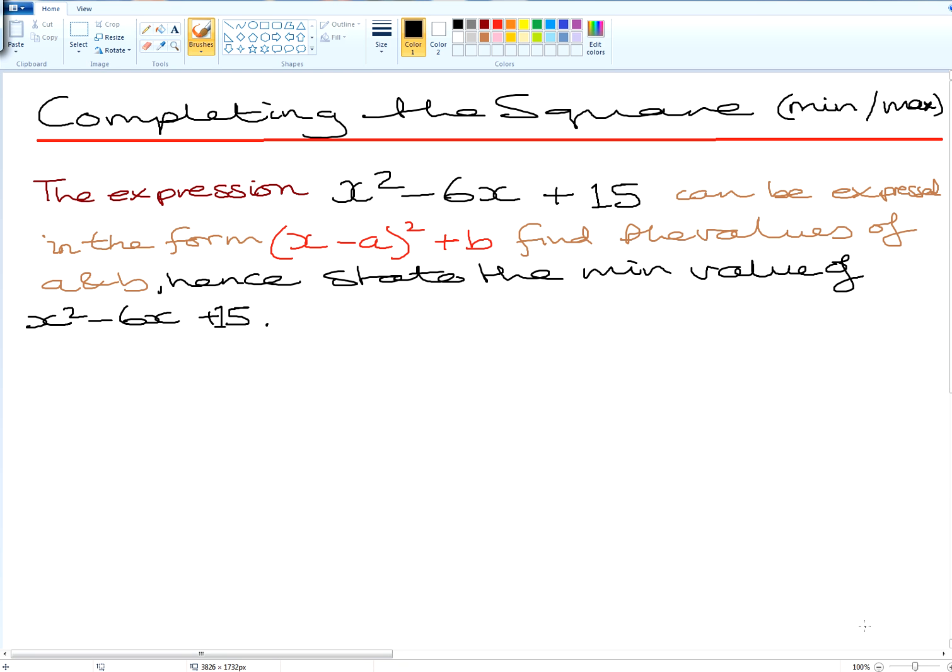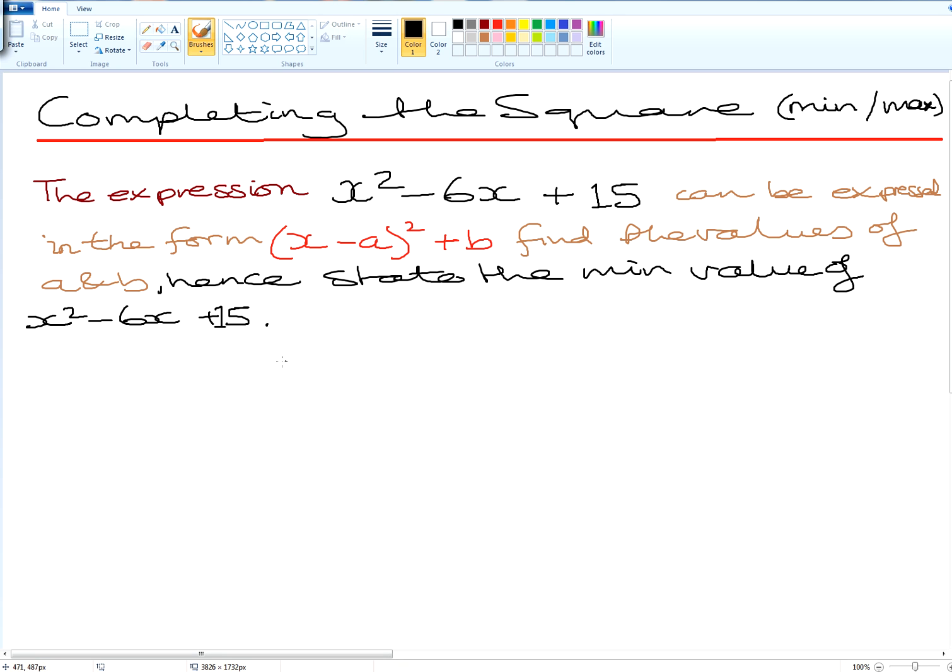We're looking at completing the square, minimum, and maximum values. So we have here an expression. It's a quadratic equation. Actually, it would be a quadratic equation if you put an equal sign on it. It's a quadratic function. It can be expressed in the form (x - a)² + b. Find the values of a and b, hence state the minimum value of this particular function, this expression.